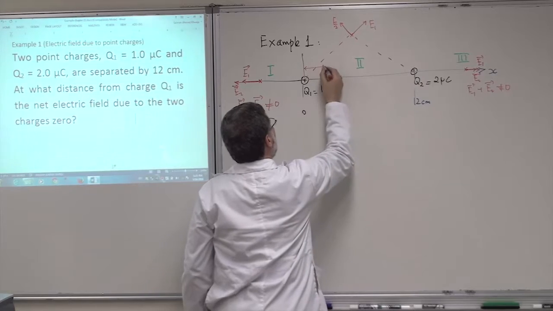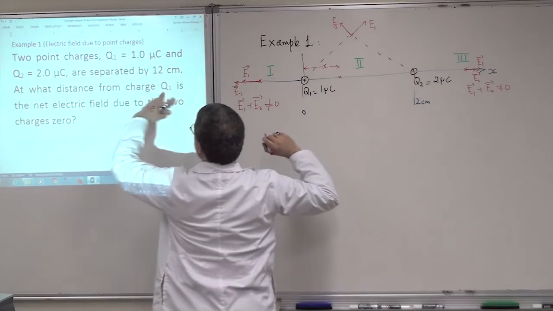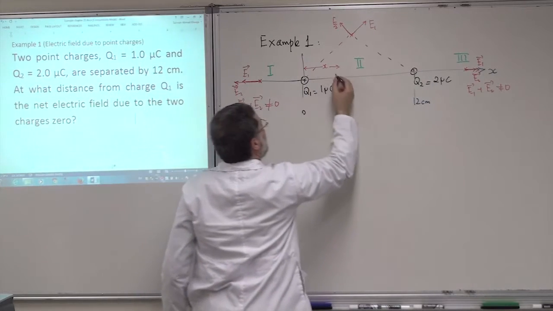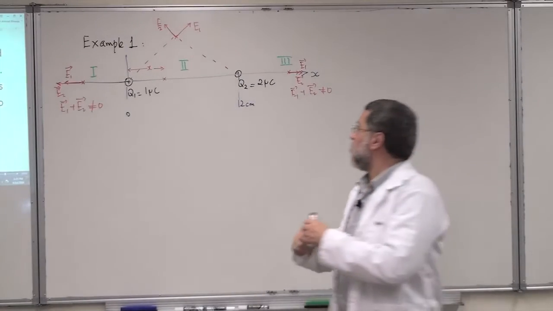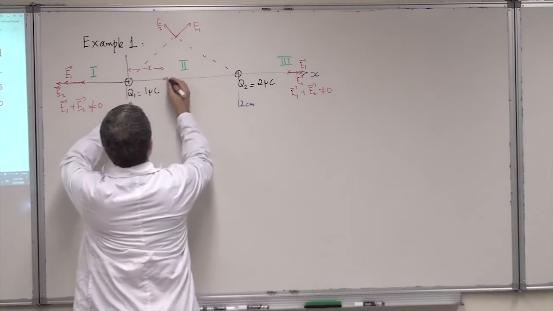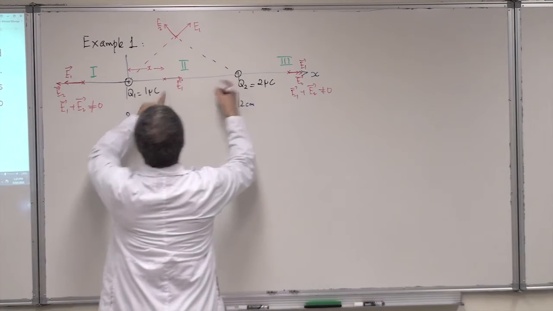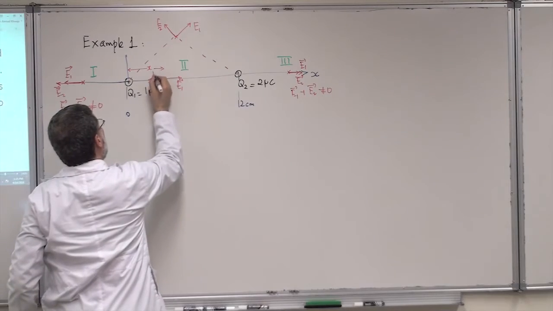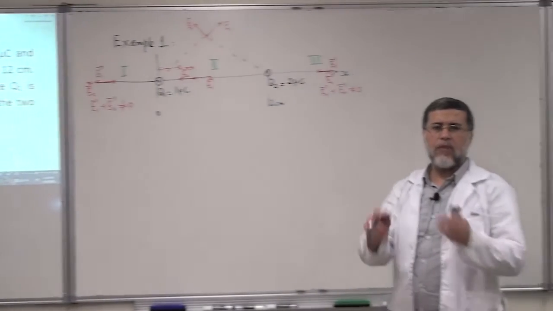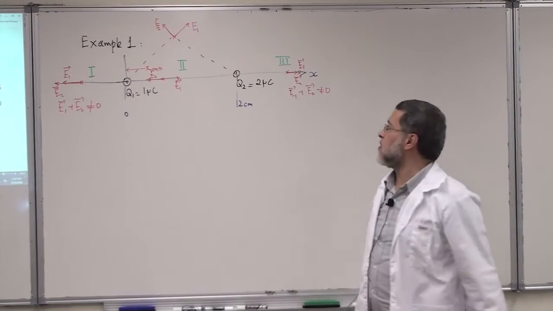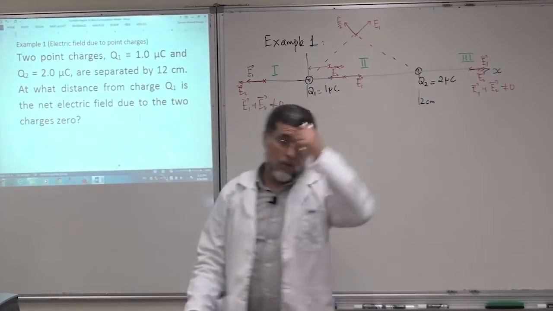I call this one X, because he wants at what distance from the charge Q1. This is the charge Q1, so I want this distance here, X. Okay. So let's draw now the 2 vectors E1 and E2. So the positive charge here will have an electric field in this direction. I call it E1. And the positive charge here will have an electric field in this direction. I call it E2. And you can see clearly that both of them are in opposite direction. So if the magnitudes are the same, then they cancel each other. And the net electric field due to the 2 charges will be 0, because they cancel each other.